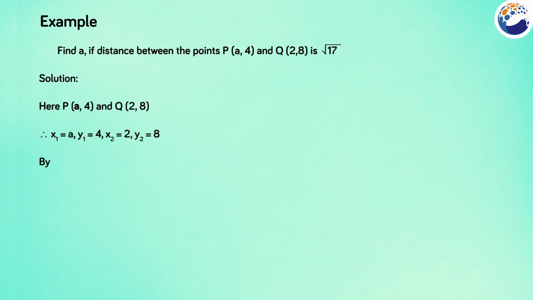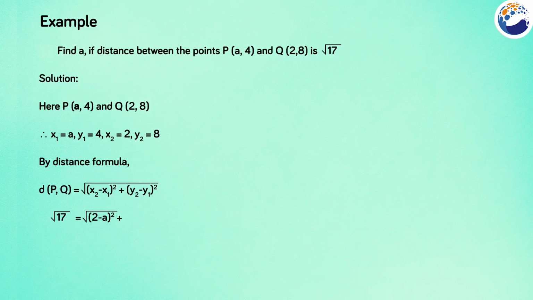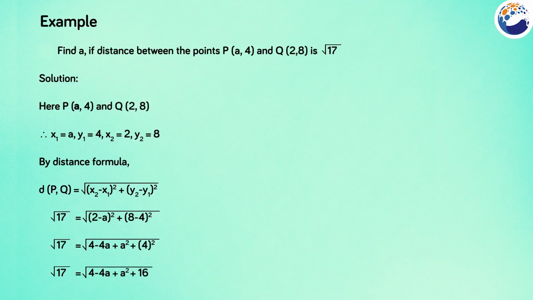By the distance formula, the distance between points PQ is equal to the root of (x2 minus x1) the whole square plus (y2 minus y1) the whole square. Therefore, root 17 is equal to the root of (2 minus a) the whole square plus (8 minus 4) the whole square. That is, root 17 is equal to the root of 4 minus 4a plus a square plus 4 square, which is equal to the root of 4 minus 4a plus a square plus 16. That is, root 17 is equal to the root of 20 minus 4a plus a square.